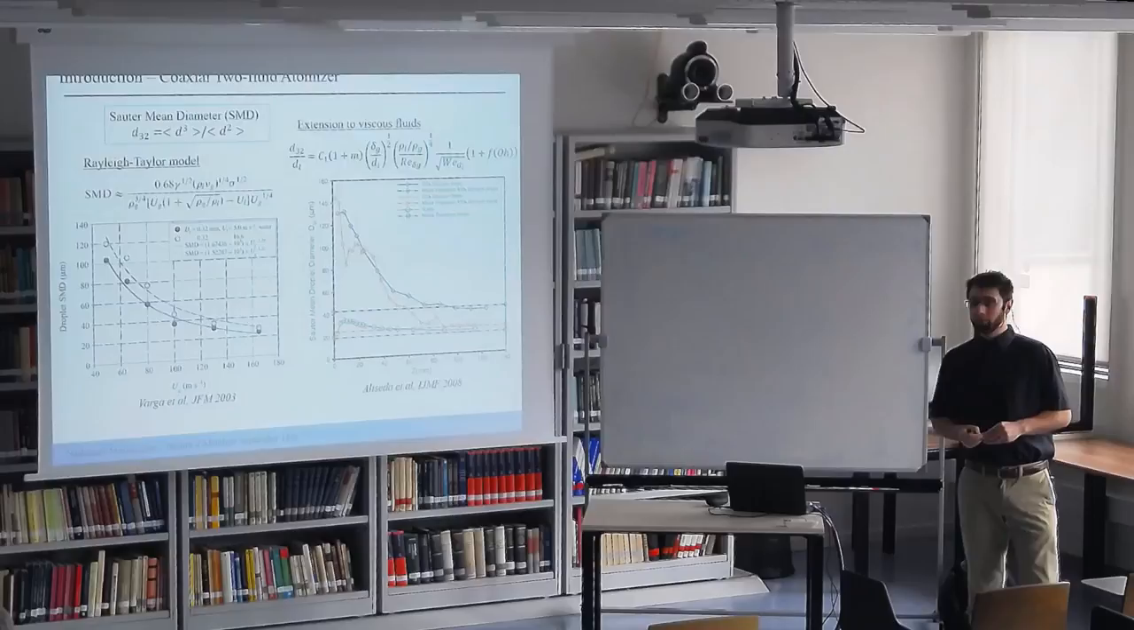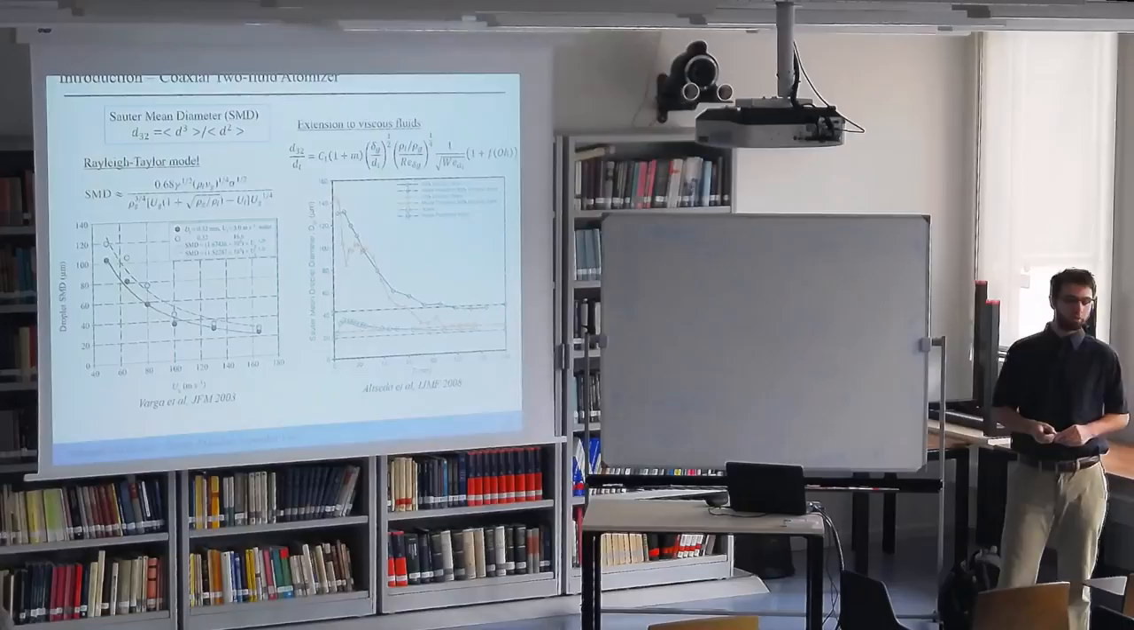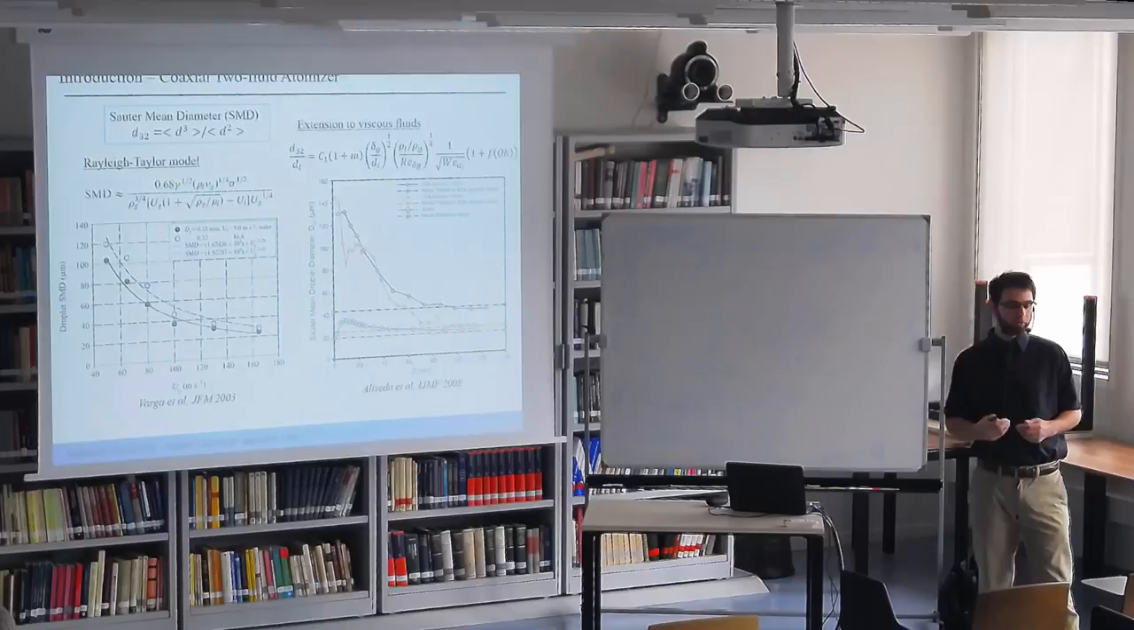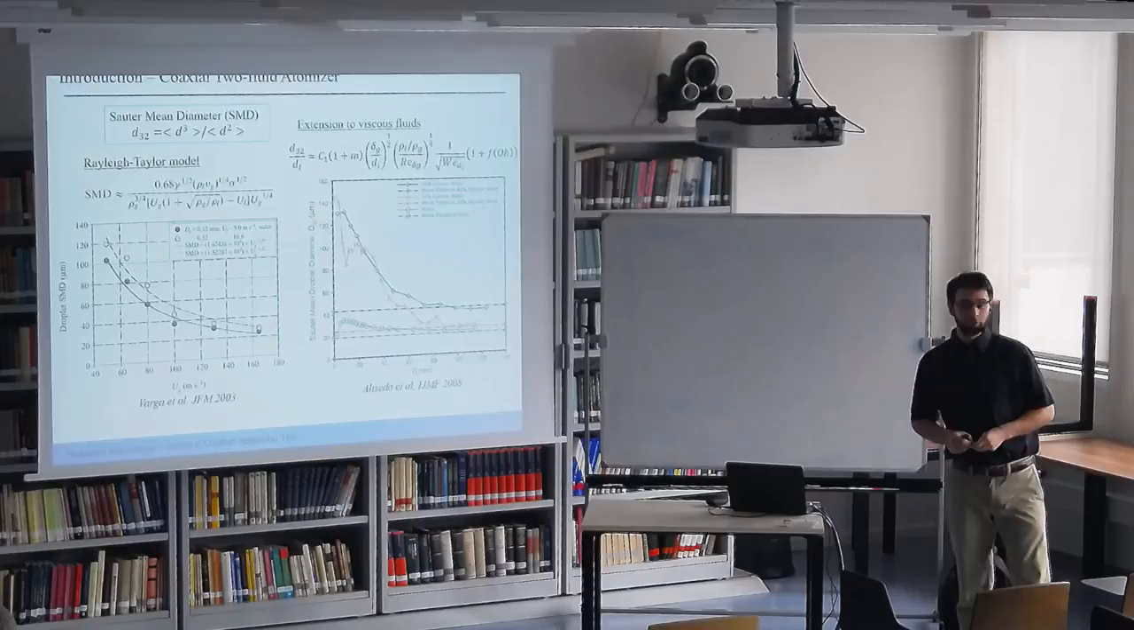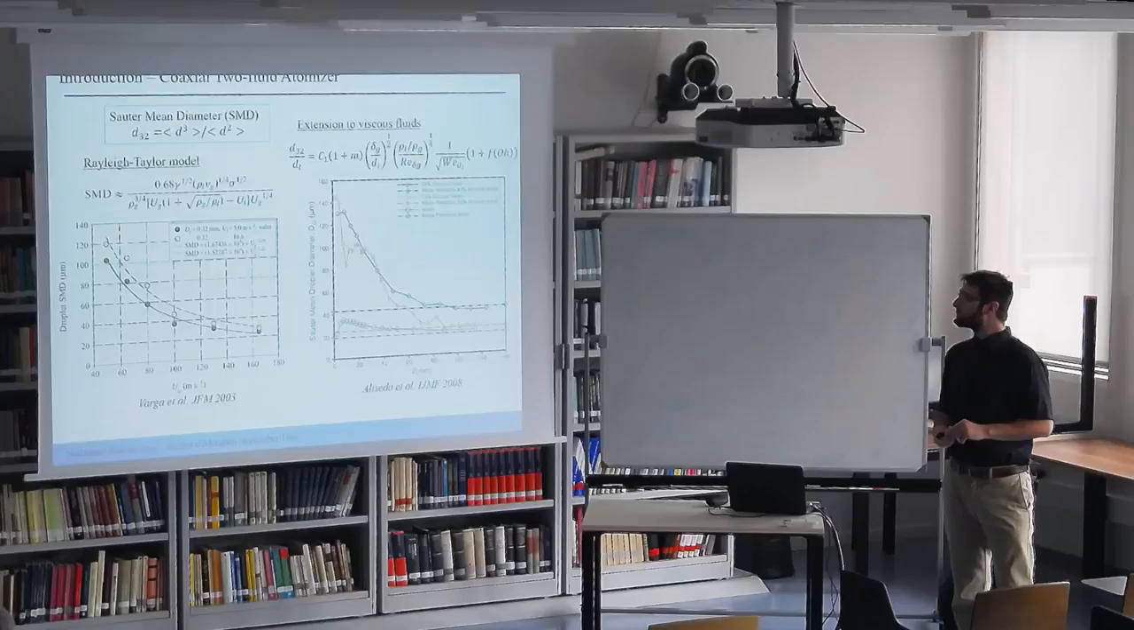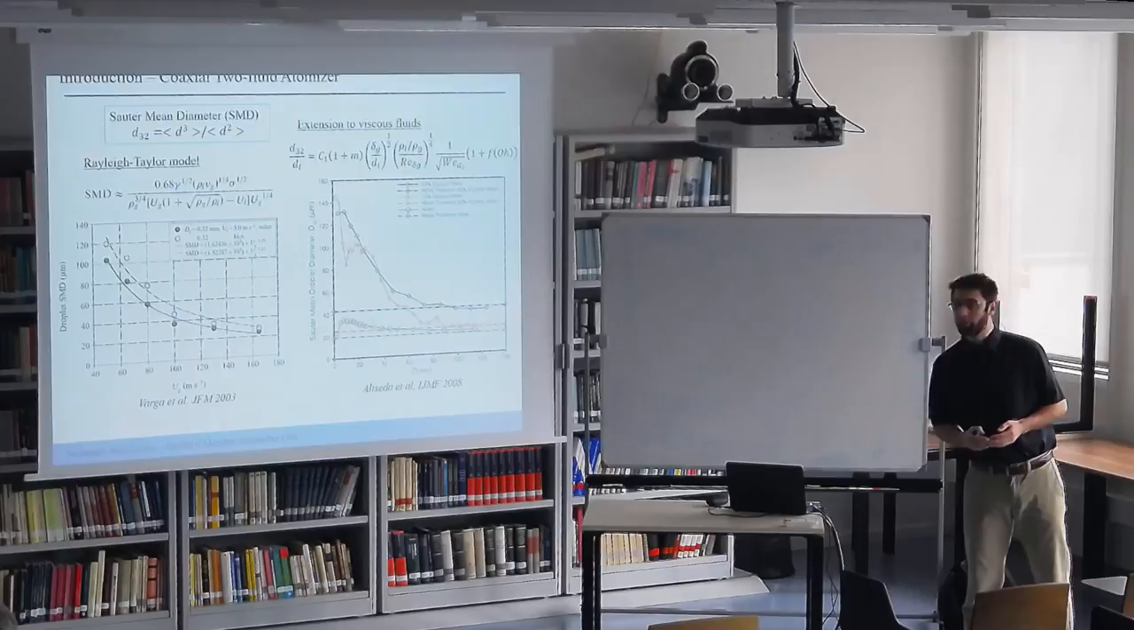So what people tend to look at is what is called the Sauter mean diameter. It's the ratio of the third moment of the droplet size to its second moment, and it's the diameter that is relevant for the atomization and the evaporation characteristics of your spray. And in the early 2000s, a model was developed based on this Rayleigh-Taylor instability, breaking the ligament into drops. And it gives you this strong decrease of the droplet Sauter mean diameter as a function of the gas speed.